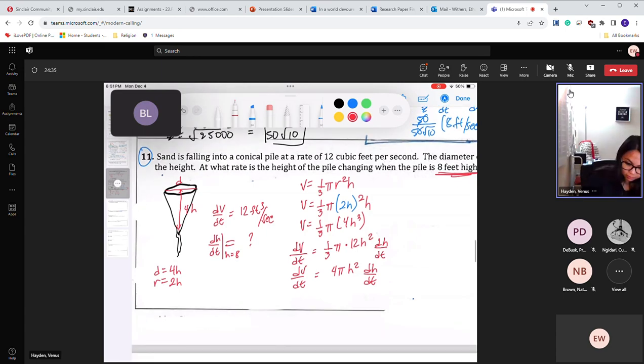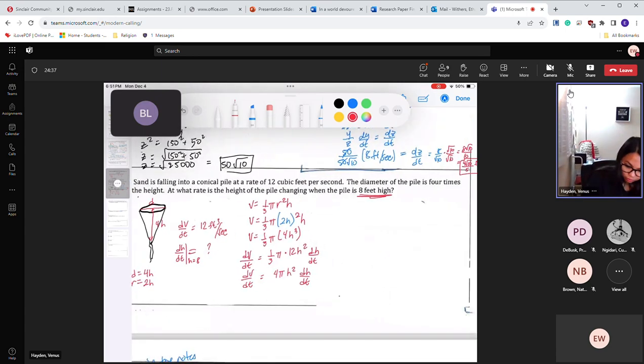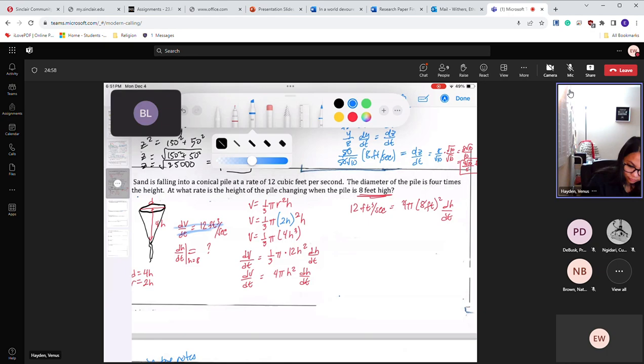And let's plug in the one that was given to us, which is the dV/dt. That will be your 12 cubic feet per second is equal to 4 pi times the h, your h in here that was given, which is 8 to the power of 2, dh/dt. I just plug in the ones that were provided for us: dV/dt is given, and then your height is given.